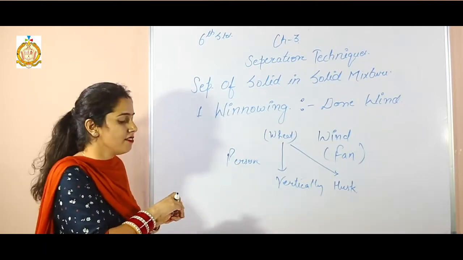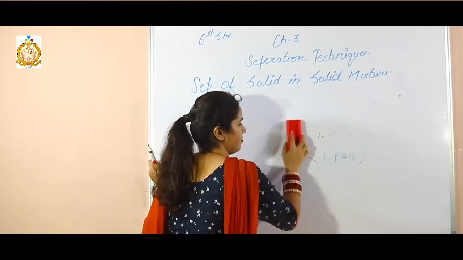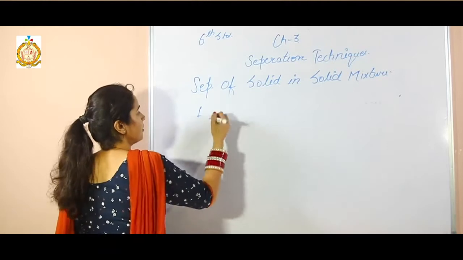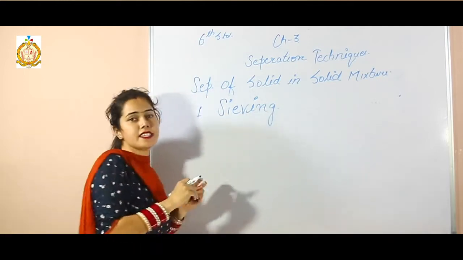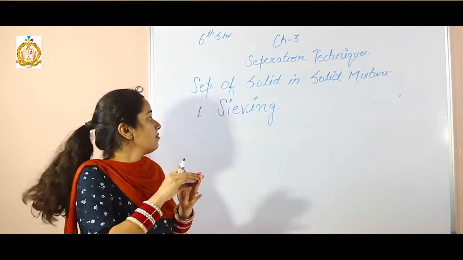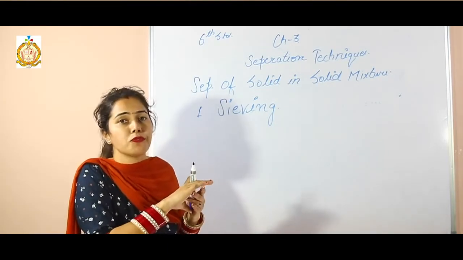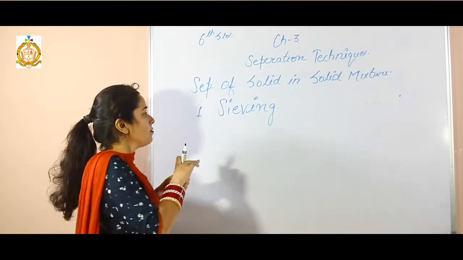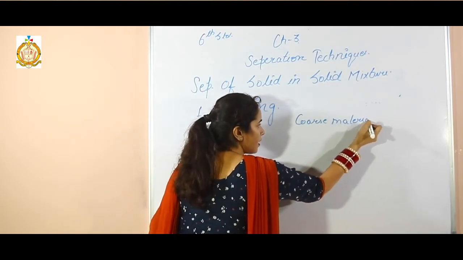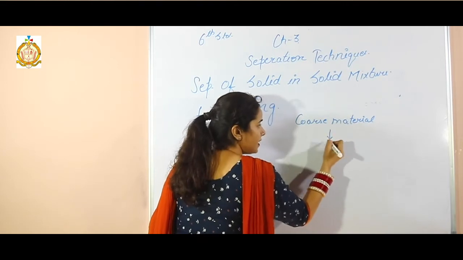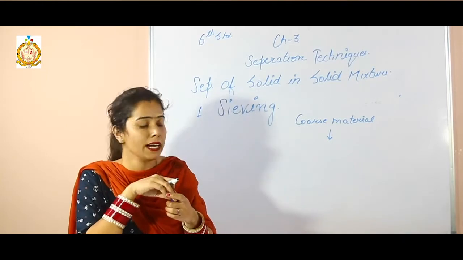Second one, that is sieving. First of all, what is a sieve? A sieve is a vessel having pores of different sizes. For example, in homes we daily separate bran from flour with the help of a sieve. In a sieve, the coarse material is left in the sieve and the fine material falls through. So it is sieving.